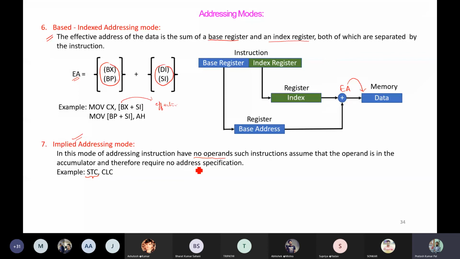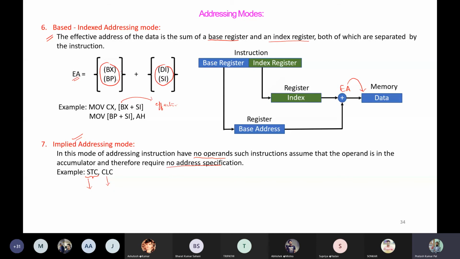Like stc, set carry, and clc. These are the instructions where we need not have any operand. So these are called implied addressing mode. So these are the different addressing modes. One more is there.